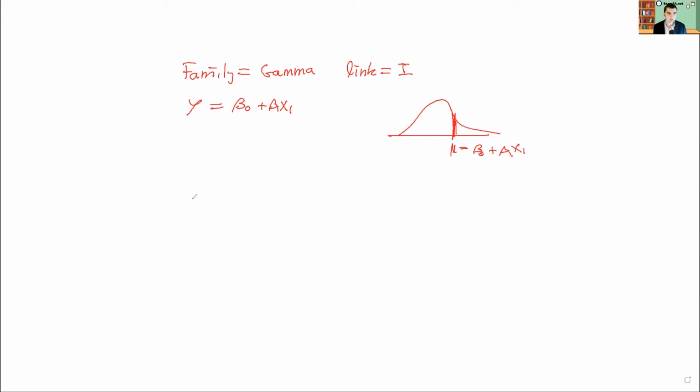And then for log, if you have a log link, then it means that the log of the mean is equal to beta 0 plus beta 1 x1. So therefore, if you take the exponent of both sides, the mean is the exponent of beta 0 plus beta 1 x1. So does that make sense? Is that answering your question?